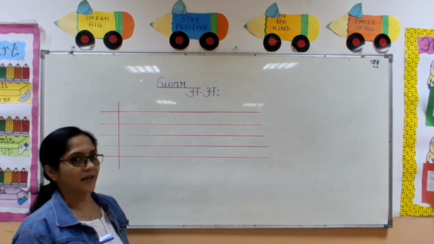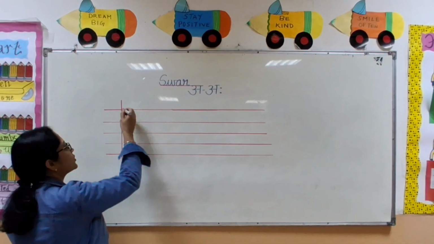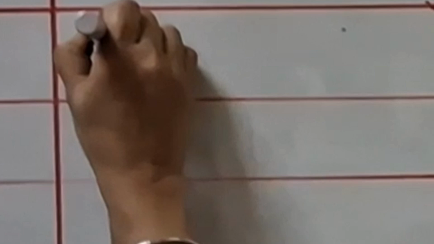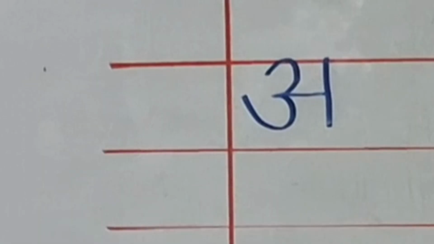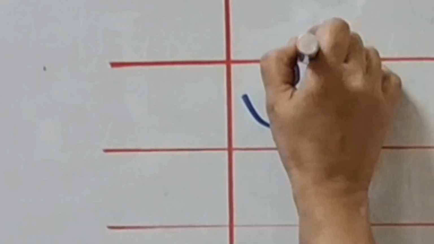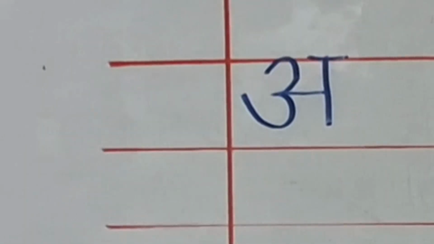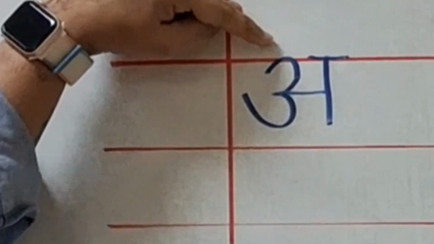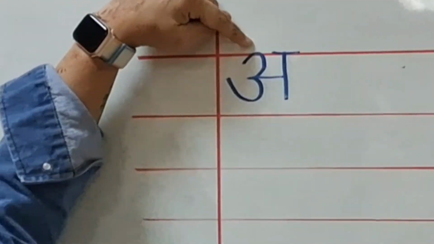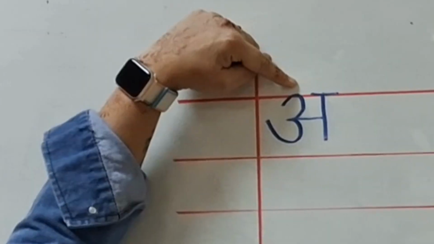Now come on, let us start writing. Okay? So how to start writing A? First you write a 3, then a sleeping line from the middle of the 3, and then a standing line, and then a small sleeping line on top. There is something that you should always remember. There is no line that covers the head of the A.